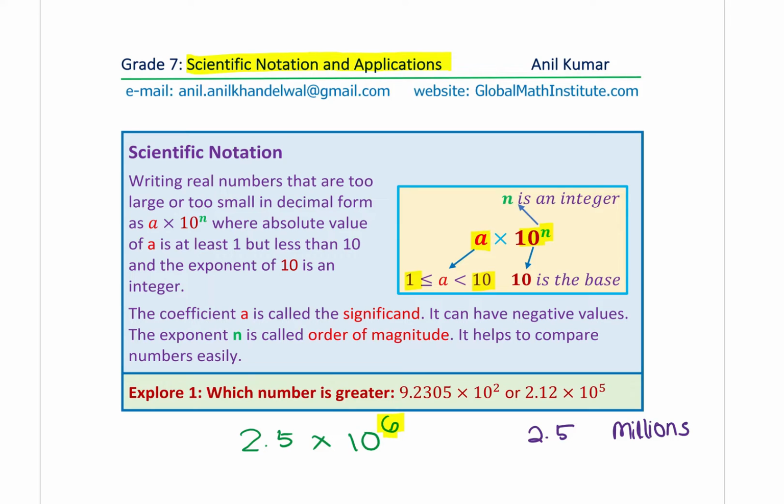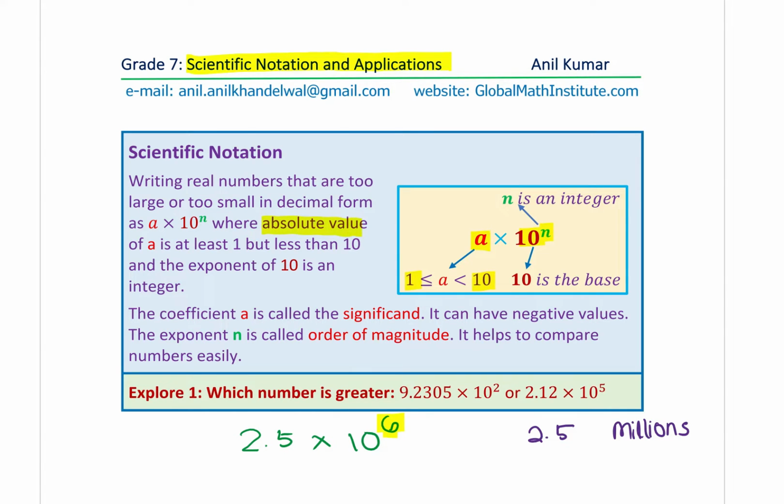Now let's look into it. Writing real numbers that are too large or too small in decimal form as a times 10 to the power of n, where the absolute value of a is at least 1 but less than 10, and the exponent of 10 is an integer. Now here we have used the word absolute value of a, right?